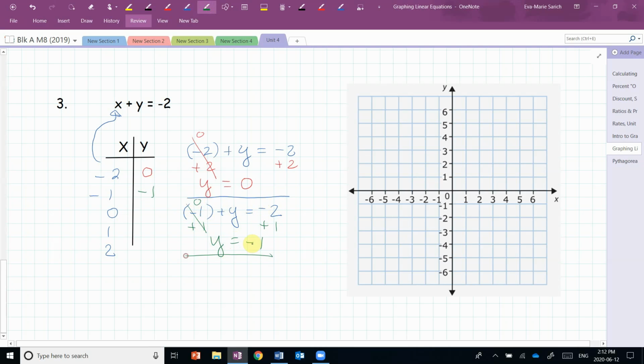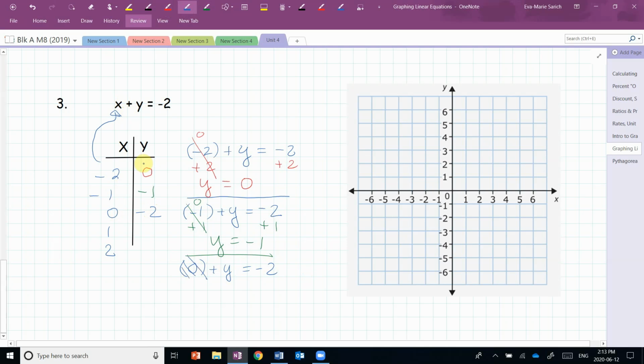I'm going to do a third example. Okay, now I'm going to substitute in 0. So 0 is going to go in where the x is, plus y equals -2. Well, most of you should recognize that y plus 0 is just y. So in fact, y is all by itself. So y is equal to -2.